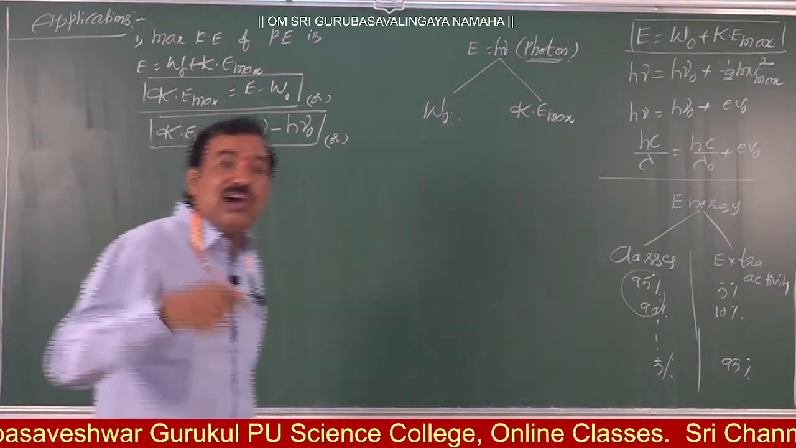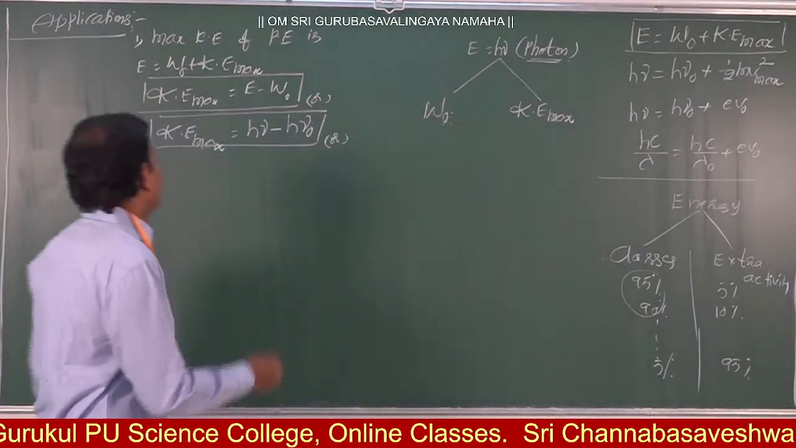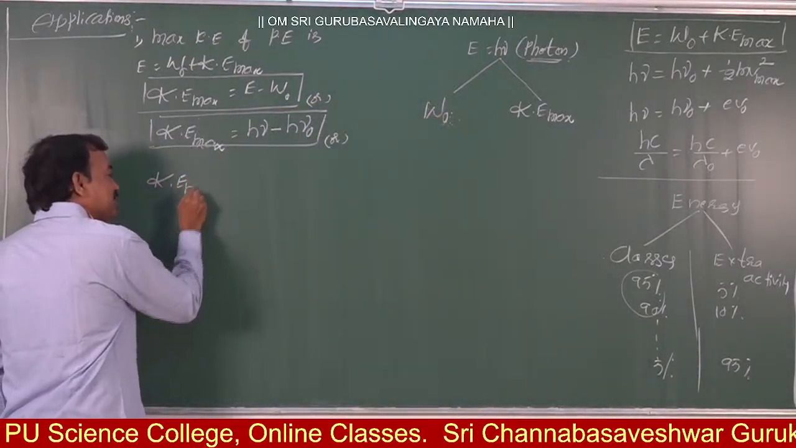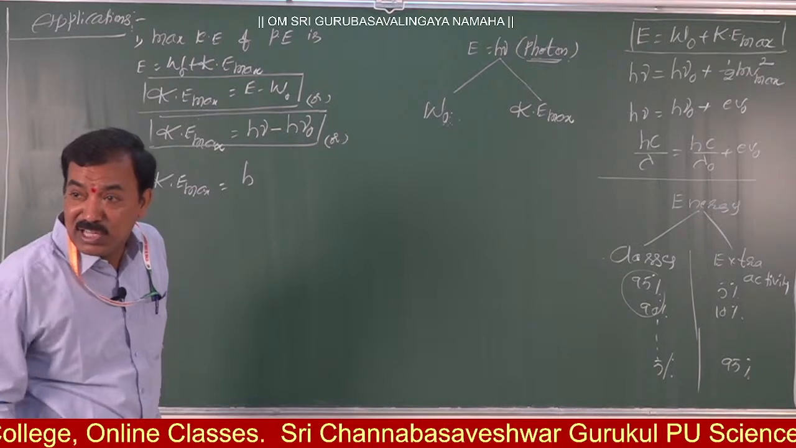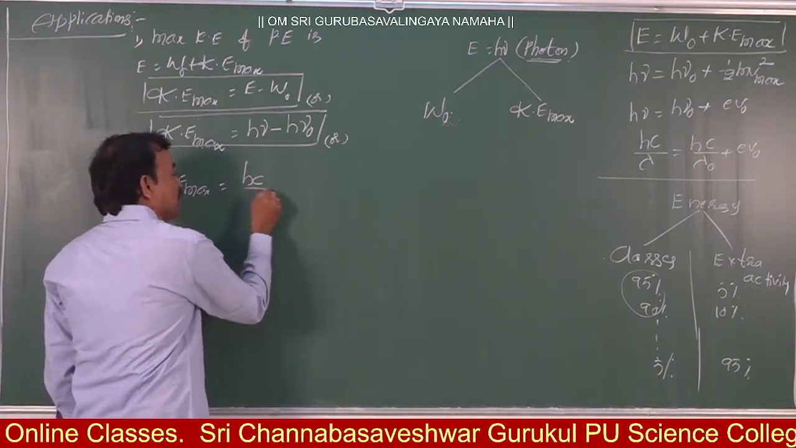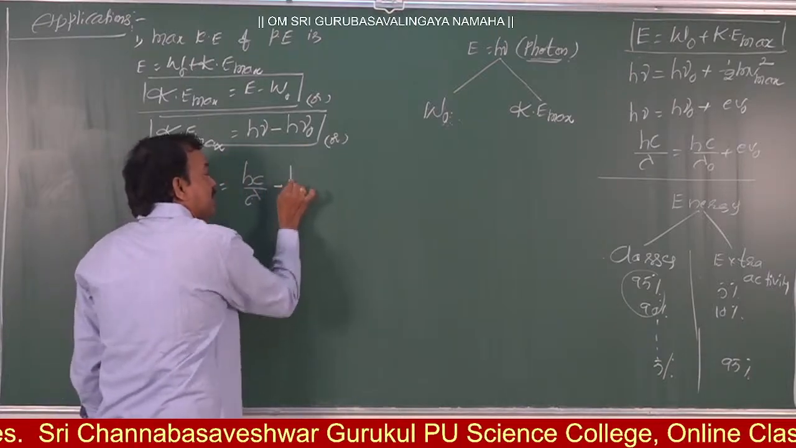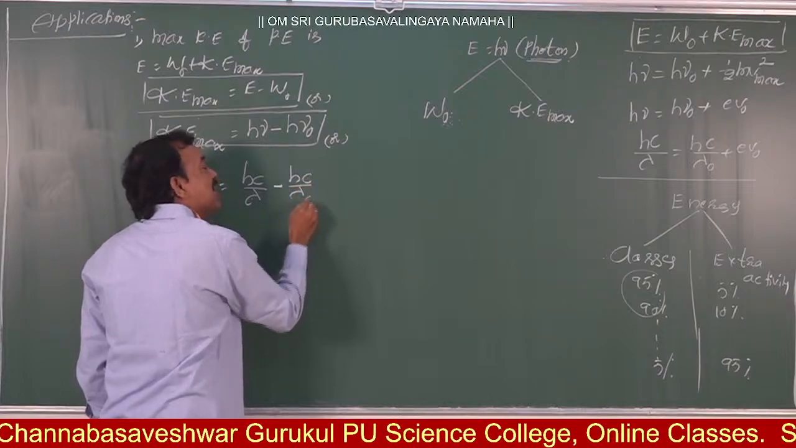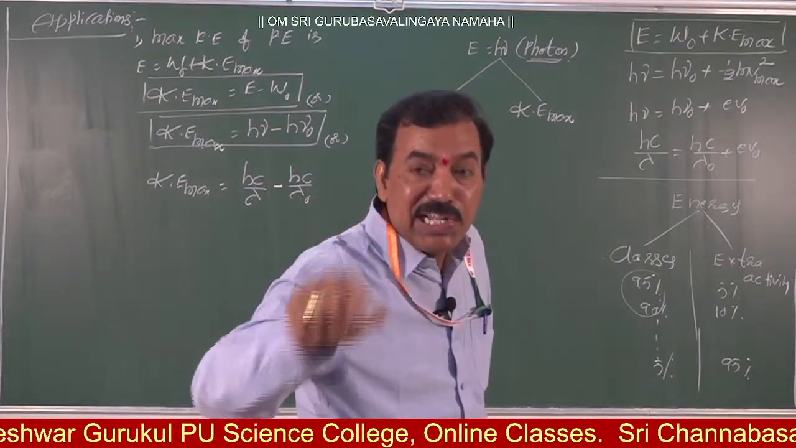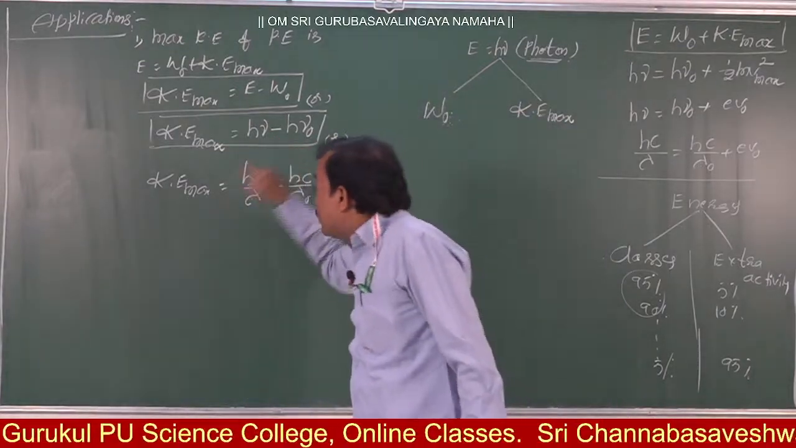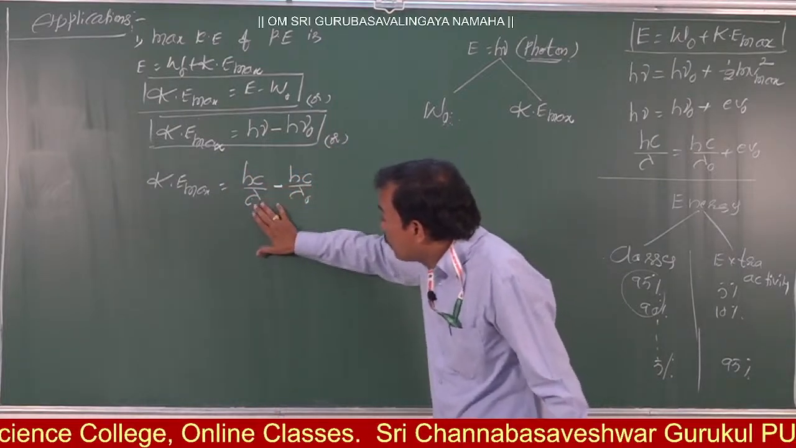Suppose the frequency value is not given, and the incident wavelength is given. So what is that equation here? Ke max is equal to h nu, where nu is hc by lambda. I already told you this, we did some solutions in the last class. So hc by lambda minus h nu naught, where h nu naught is equal to hc by lambda naught. This is one equation: the maximum kinetic energy of the emitted photoelectrons is equal to hc by lambda minus hc by lambda naught. So whenever the wavelength is given, you have to use this equation.